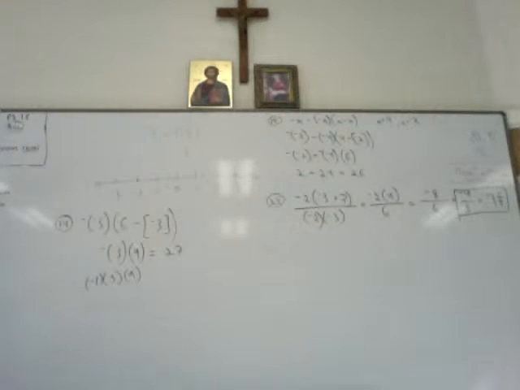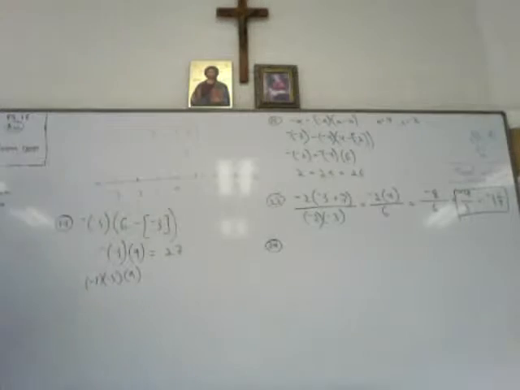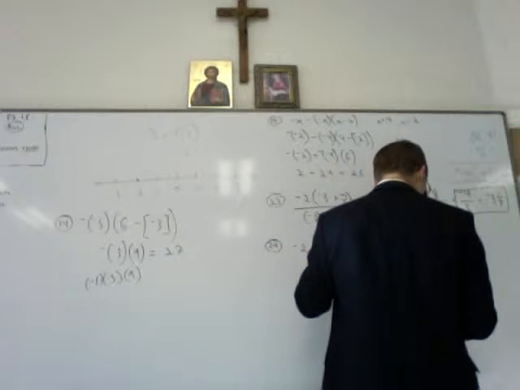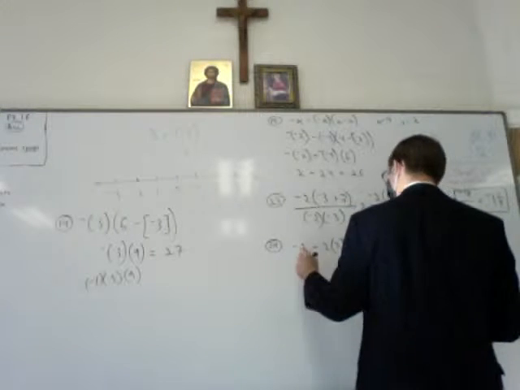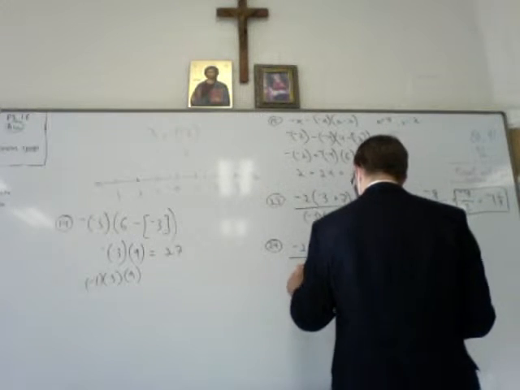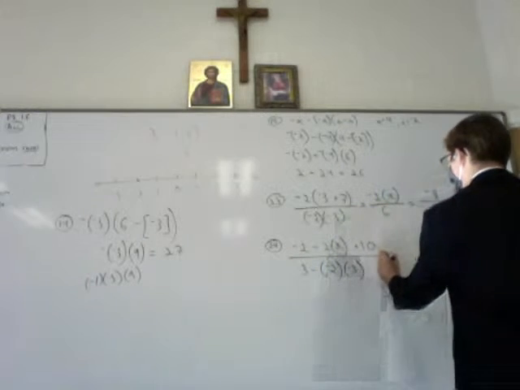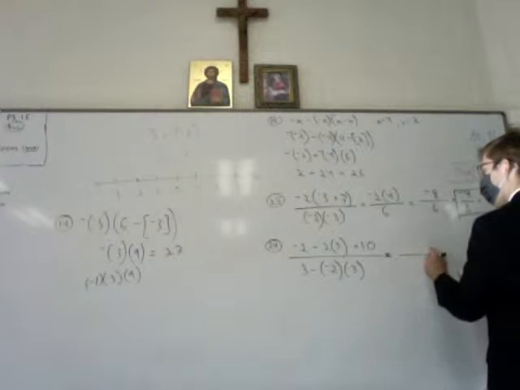All right, maybe 1 or 2 more. Number 24. All right, similar kind of problem, a fraction problem. We've got negative 2 minus 2 times 3 plus 10 on top, over 3 minus negative 2 times negative 3 on the bottom. All right, what do we do? What do we want to do, top or bottom first? Top. All right, what do we do first on top?